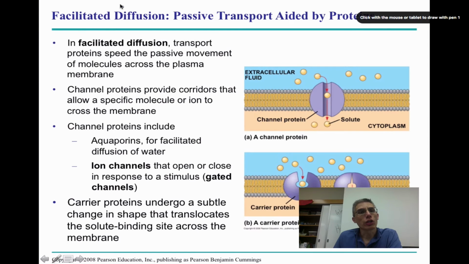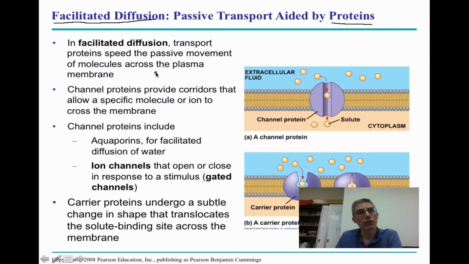So the next thing we need to look at is something called facilitated diffusion. And to facilitate something means to help something out. And so this is going to be a form of passive transport that's actually going to be aided or helped out by special proteins.